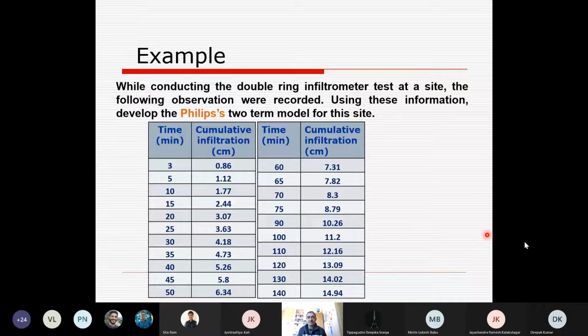Okay, how to calculate? Sir, using Excel, fit the model to find out the infiltration rate from cumulative. What is given? Elapsed time and Y are given, and T is given. Elapsed time means total cumulative time. The last information is for 140 minutes and total infiltrated water is 14.94 centimeters. So suppose I want to know the infiltration rate for the last observation. What is the infiltration rate here? Anybody?